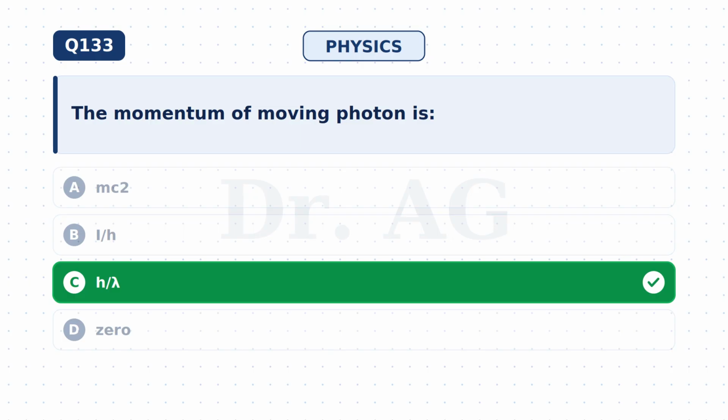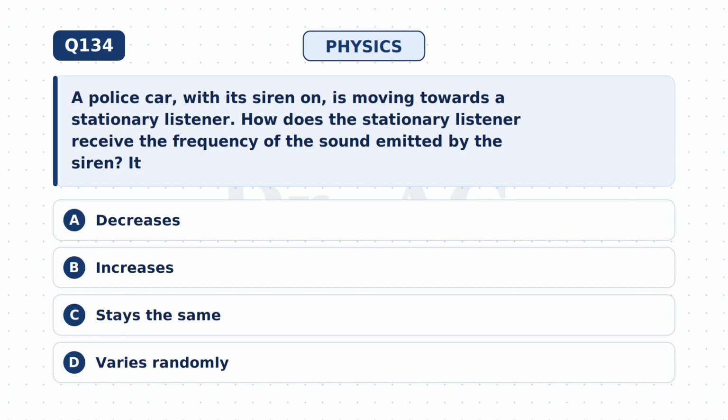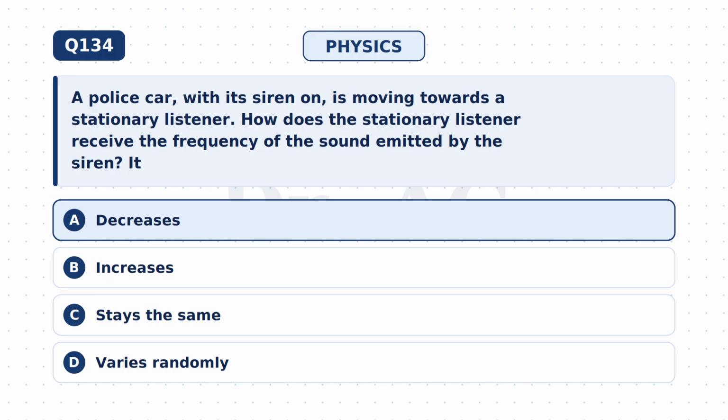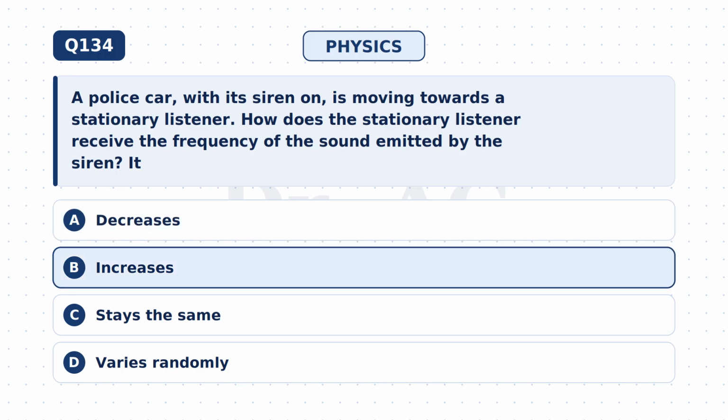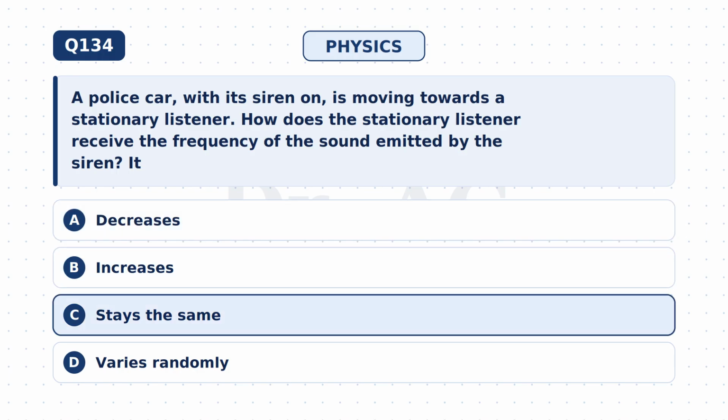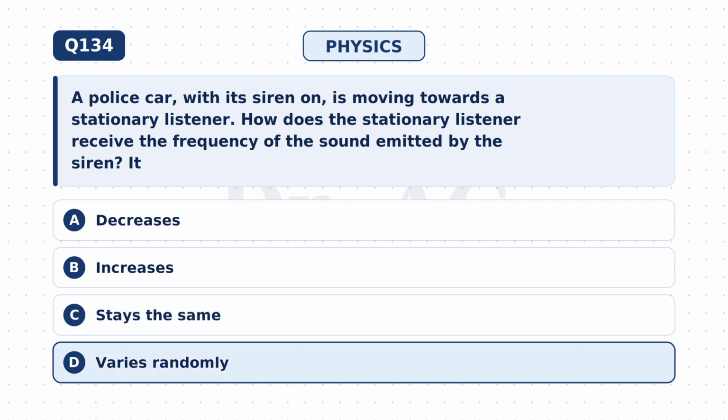The correct answer is C. h over lambda. Question 134. A police car, with its siren on, is moving towards a stationary listener. How does the stationary listener receive the frequency of the sound emitted by the siren? Option A. Decreases. Option B. Increases. Option C. Stays the same. Option D. Varies randomly.